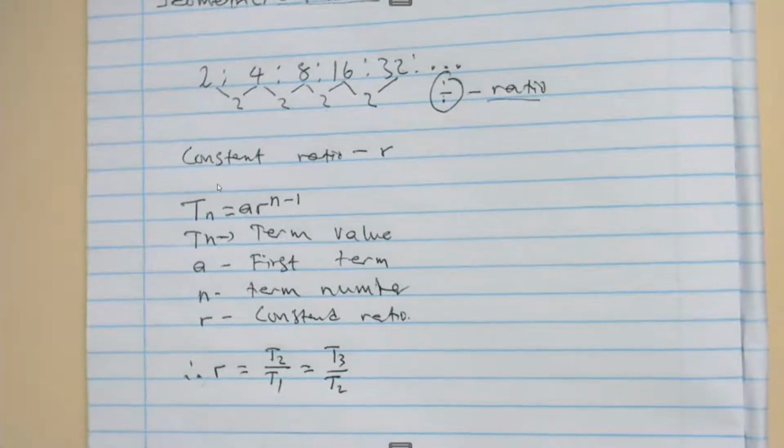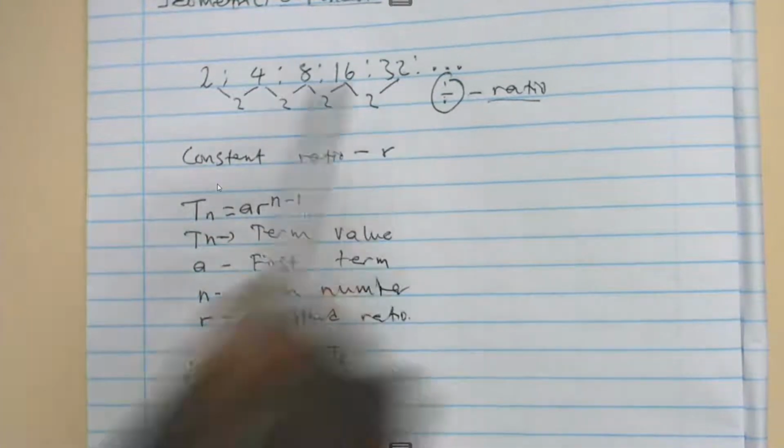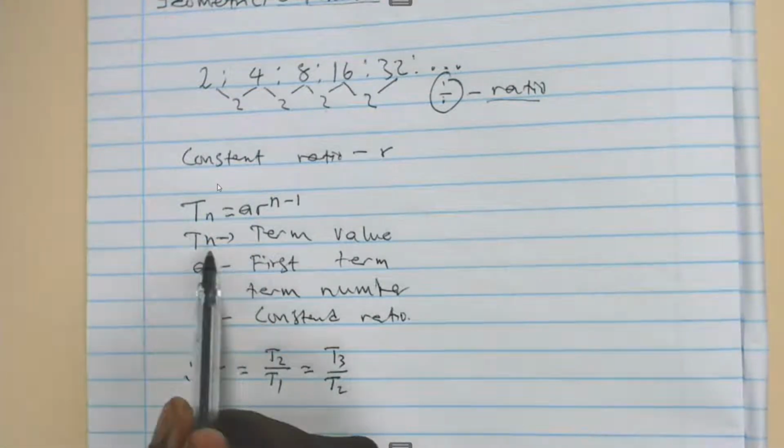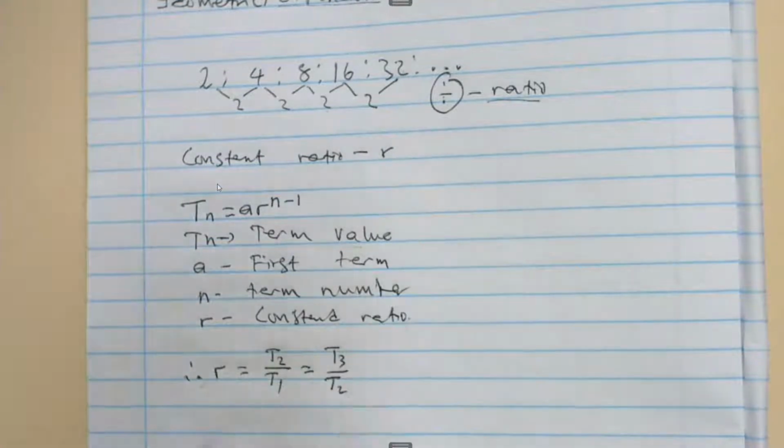Now let's say for this sequence that we have above there, 2, 4, 8, 16 and 32, we are requested to find the general term or the nth term.